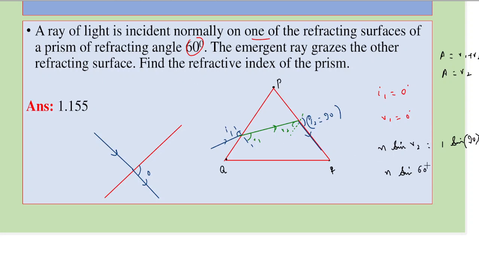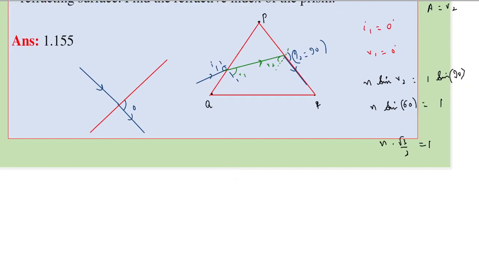So n into root 3 by 2 is equal to 1, because sine 60 is root 3 by 2. n is equal to 2 by root 3. Root 3 is 1.732. Therefore, n is equal to 1.155. This is the required refractive index of the prism.